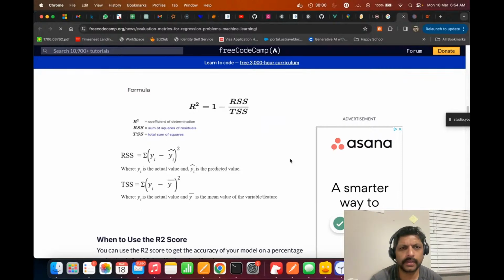R squared is 1 minus RSS by TSS. RSS is the sum of squares of residuals, where residual is the actual value minus the predicted value. And TSS is the sum of (y minus y dash) squared, where y is the actual value and y dash is the mean value, that is x1 plus x2 plus x3 plus xn by n.